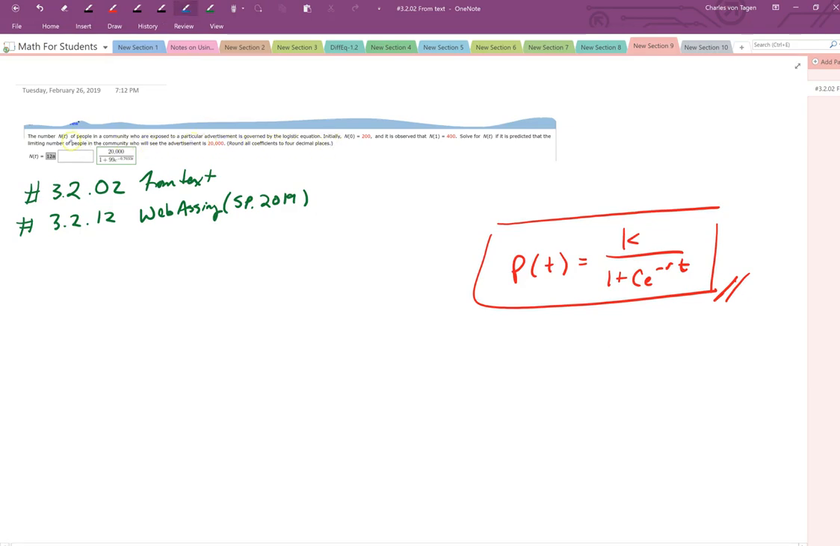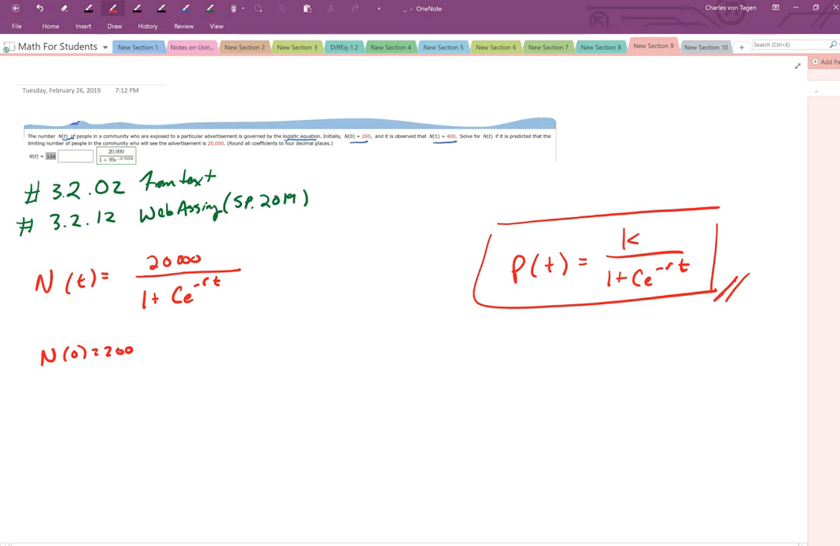So now we're ready to tackle the question from the WebAssign. We're told that the number of people who view the advertisement is governed by the logistic equation with n of 0 equal to 200, n of 1 equal to 400. So we know that P of T would be equal to, so we're given the carrying capacity in this problem, which is why I wanted this version of the solution, CE to the minus RT. Let's call this n of t for this problem.